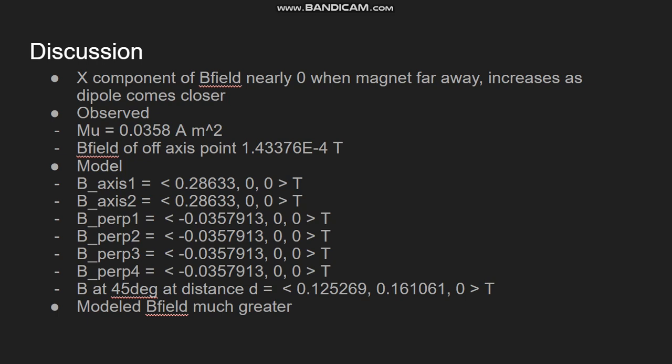The model results are shown in the following vectors, with the first 2 vectors representing the on-axis points, the next 4 points representing the perpendicular axis, and the final vector representing the 45-degree vector. Though they're in vector form, when calculating magnitudes, they are much greater than what we actually observed.